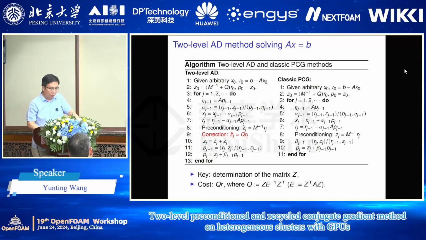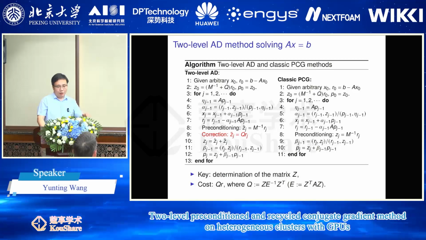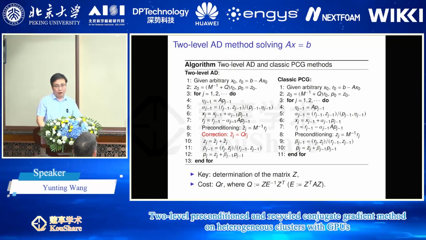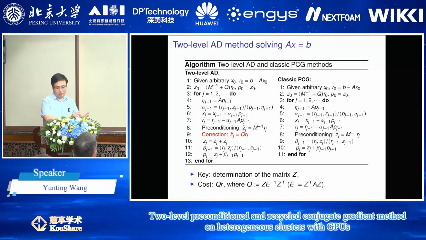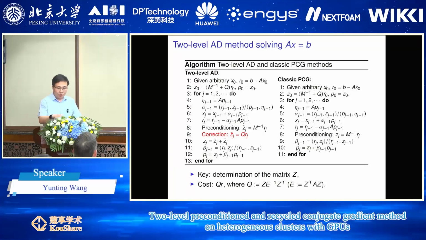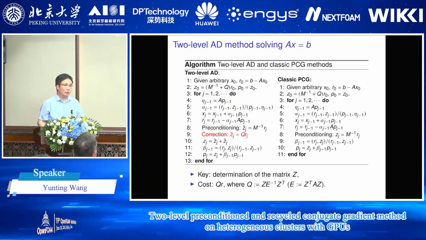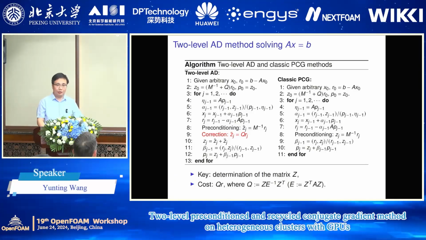That's a fundamental point. Another issue from the implementation point of view is that when you apply this correction matrix, you have to multiply the correction matrix Q by a vector R. That is an extra computational cost at each loop.